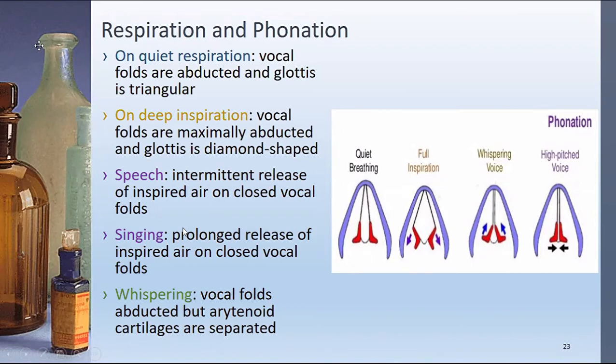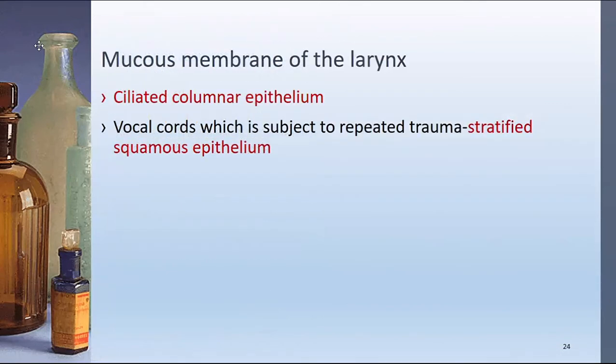Now when you whisper, the vocal cords are closed. However, you open the posterior part of the glottis with the use of the transverse arytenoid muscles again. That is how you whisper. This is how you phonate and you respire.